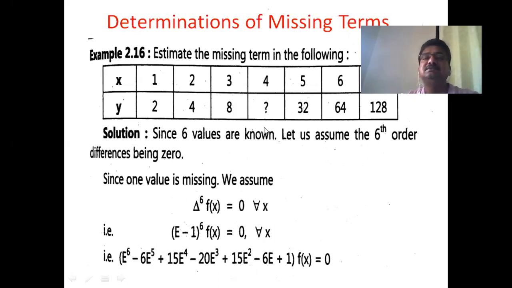Next is some problems on the determination of missing terms. So the first problem is estimate the missing term. So here is the missing term, this question mark. So one term is missing. In the next problem, we will see the two term missing problem. So here is the one term missing problem. We have to find the value corresponding to 4. The table is given. These are the values of x.